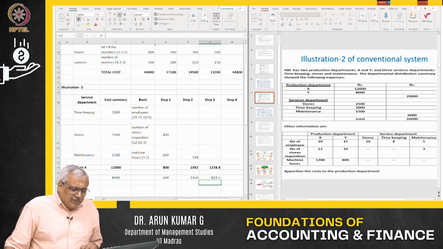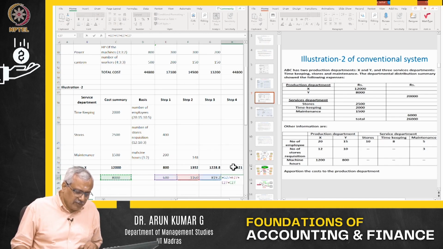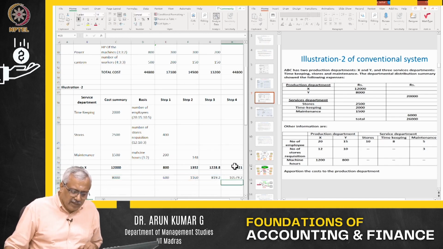So, now what happens? Now, I want to know step 4, what is the total cost of the production department? Total cost of the production department X is to add all these costs that are allocated to it. This is the total cost of the production department X, and this is the total cost of production department Y out here, and these are the 2 basic costs that we have.